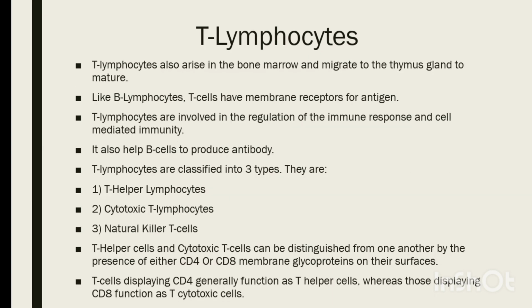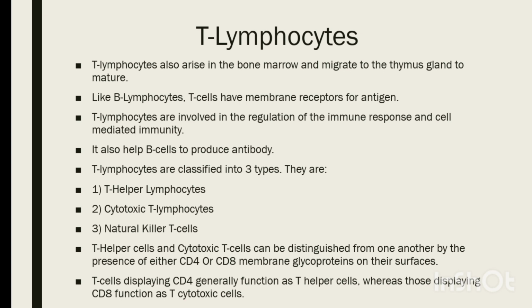T lymphocytes. T lymphocytes also arise in the bone marrow and migrate to the thymus gland to mature. So earlier we learned that B lymphocytes mature in the bone marrow. Here T lymphocytes mature in the thymus gland. Like B lymphocytes, T cells have membrane receptors for antigen. T lymphocytes are involved in the regulation of immune response and cell-mediated immunity.